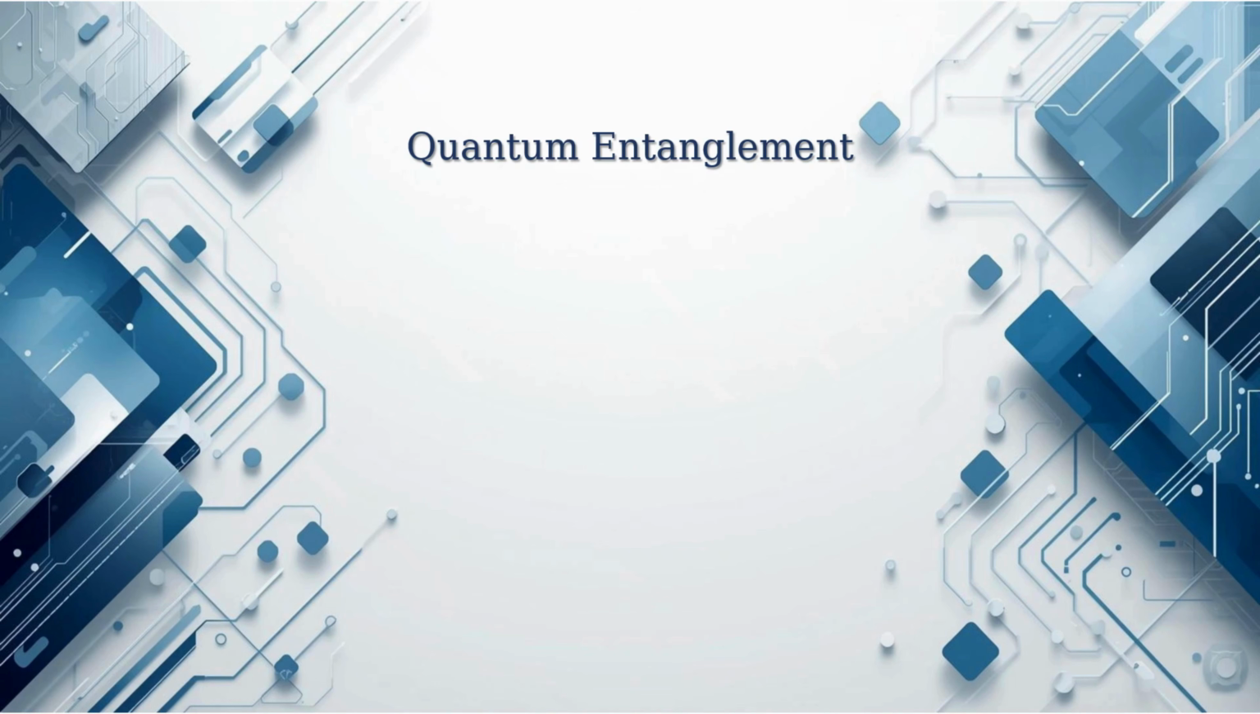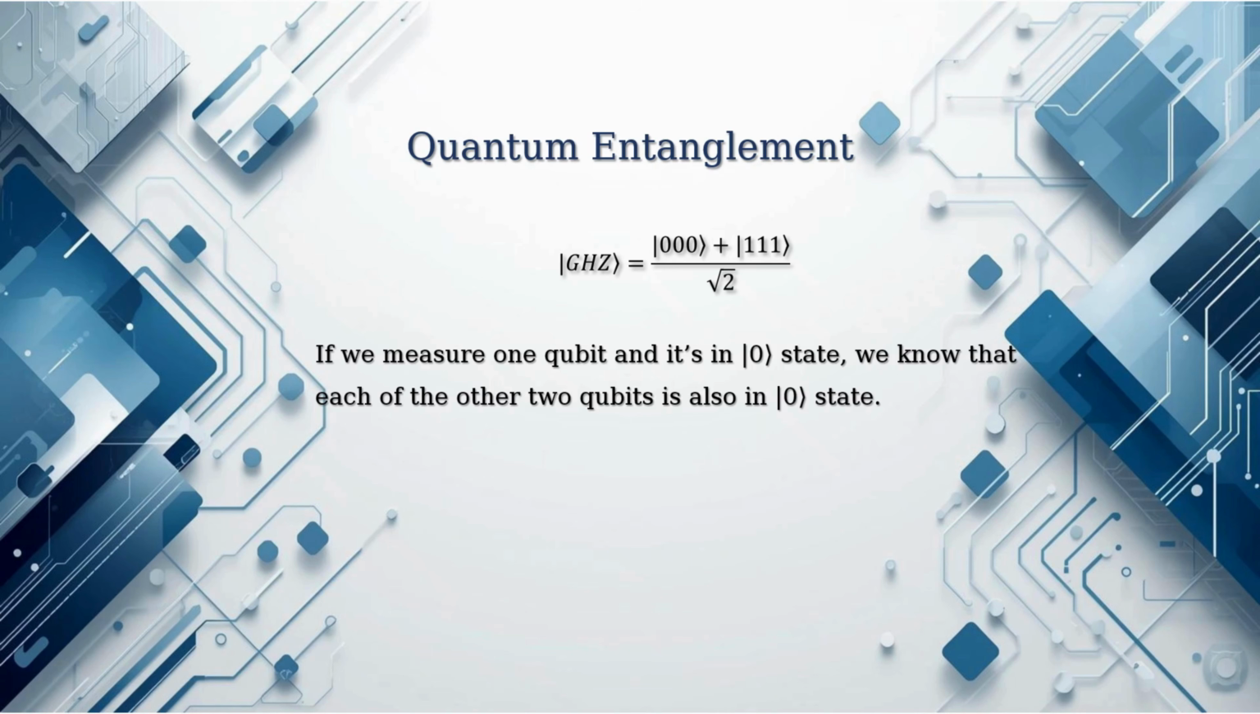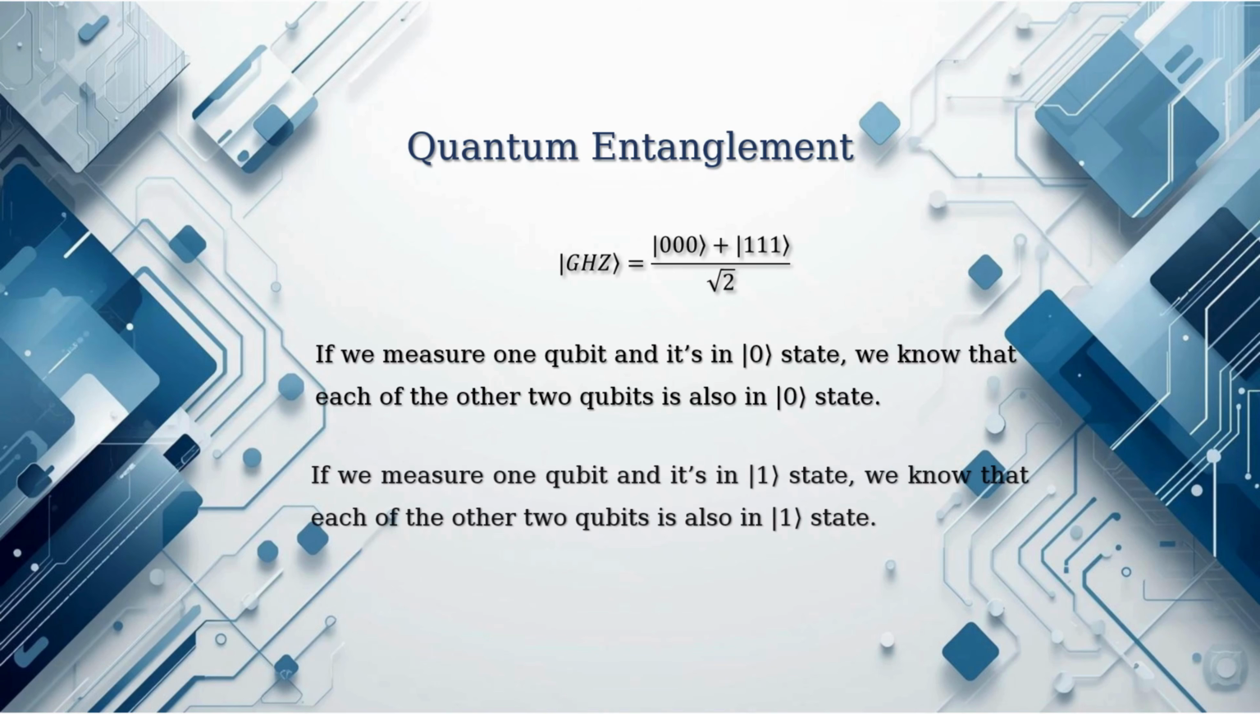Let's say there are three qubits that are in the following state. These three qubits are entangled, and we call the quantum state the GHZ state. If we measure one qubit and it's in ket 0 state, we know that each of the other two qubits is also in ket 0 state. If we measure one qubit and it's in ket 1 state, we know that each of the other two qubits is also in ket 1 state.